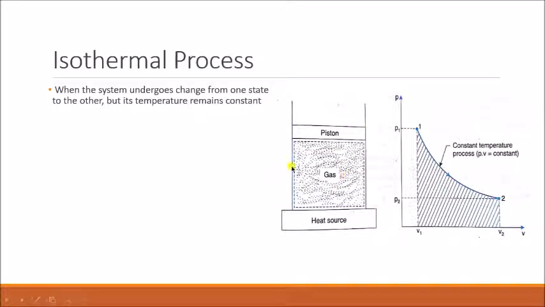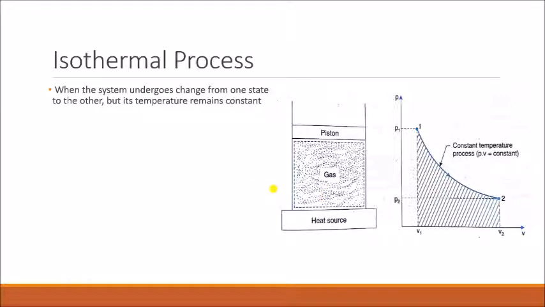So you can see here there is this cylinder and piston arrangement, same like earlier, and below this piston there is a gas, or what we call a system, and just below this cylinder we have a heating source. So now when the heat is supplied from this heating source to the gas, the gas starts expanding. Due to the expansion, the gas pushes the piston and the piston starts moving from its initial state and reaches the final state.